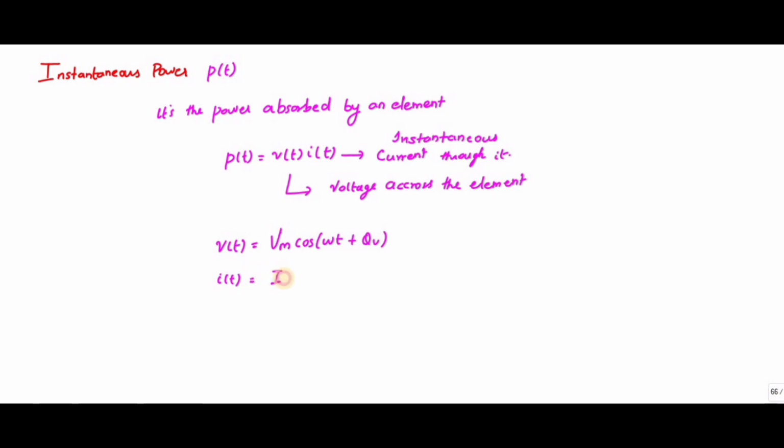So we can write v(t) is equal to Vm cos(omega t plus theta V), and i(t) is equal to Im cos(omega t plus theta I). The symbol theta represents the angle. So p(t) is equal to Vm Im cos(omega t plus theta V) cos(omega t plus theta I). Okay, so we know that cos A cos B is equal to 1 divided by 2 times [cos(A minus B) plus cos(A plus B)].